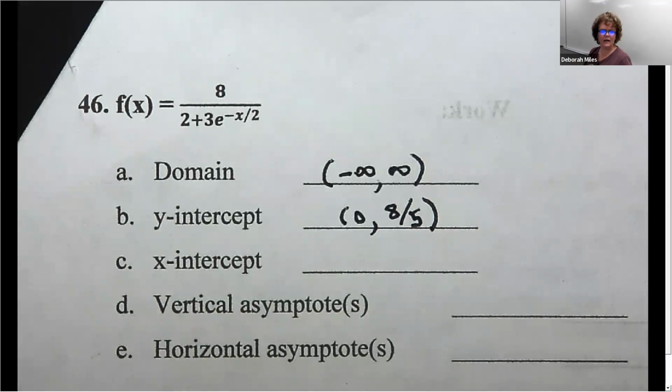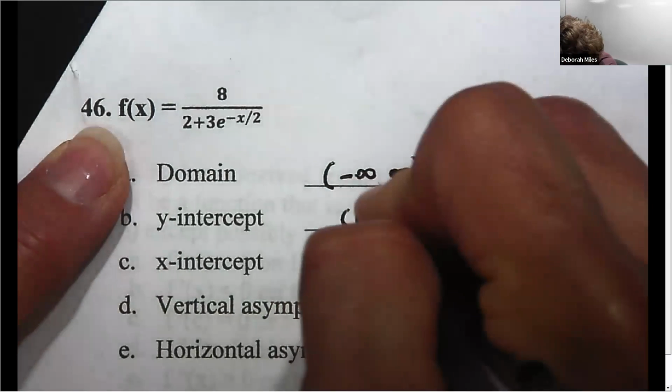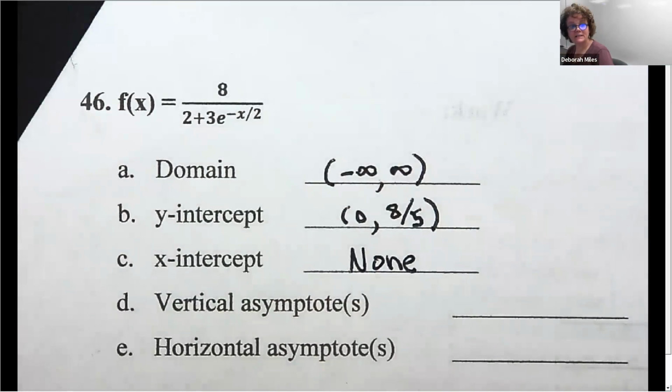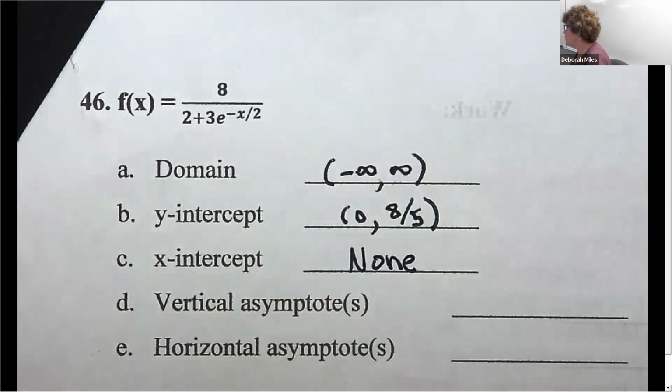How do you find the x-intercept? Setting f of x, the whole thing, equal to 0. That function's a fraction, and the only thing that makes a fraction 0 is the numerator being 0. Is there any value of x that's going to make that numerator 0? No. So there is no x-intercept. It's not that it's hard to find, it's that there isn't one.